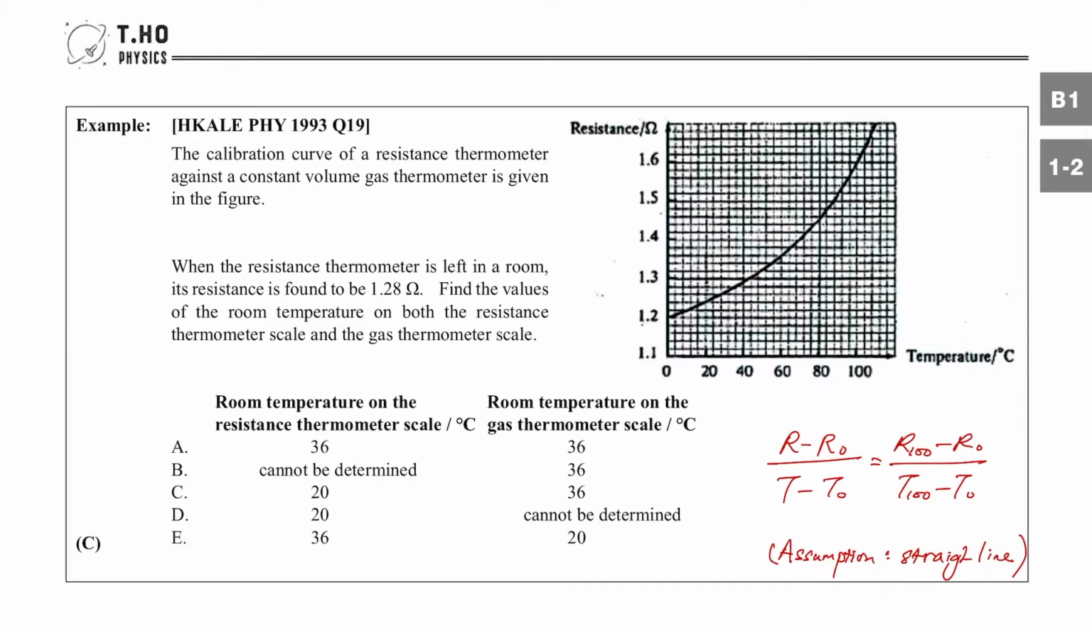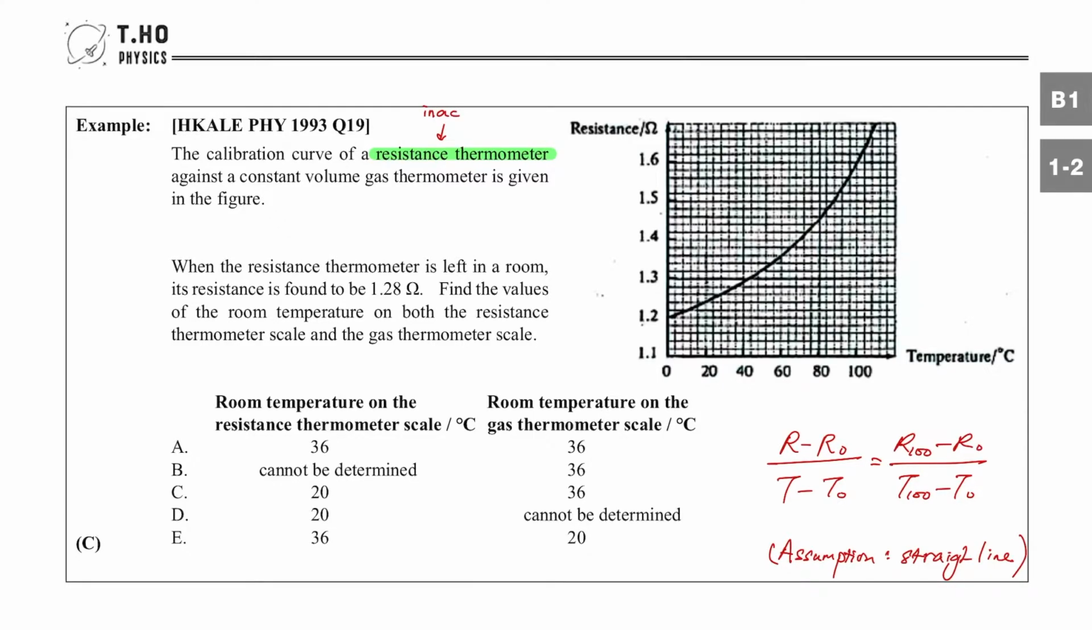A-Level Physics 1993, question 19. Here we see a graph showing the resistance variation with the temperature of the resistor. The resistance is not varying in a straight line, but instead is varying on a curve.